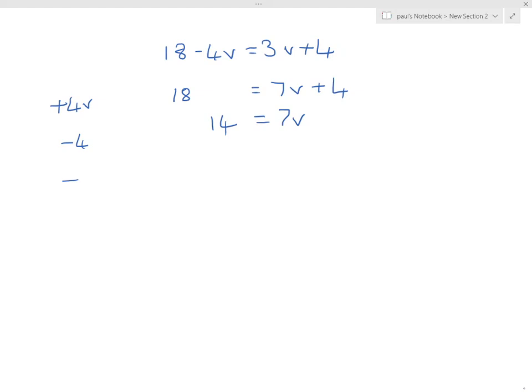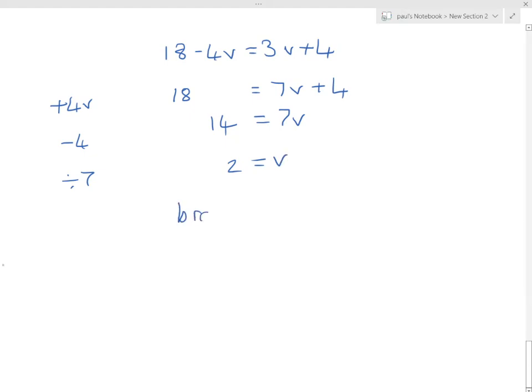A few more. 18 minus 4v equals 3v plus 4. So now what I'm going to do, instead of going for the smaller one there, I'm going to do this one so that we can get rid of the minus. So I'm going to add 4v onto both sides. So that will be 18 equals 7v plus 4. Then subtract 4, which gives you 7v on the right and 14 on the left. And then divide by 7. 14 divided by 7 is 2, equals v.